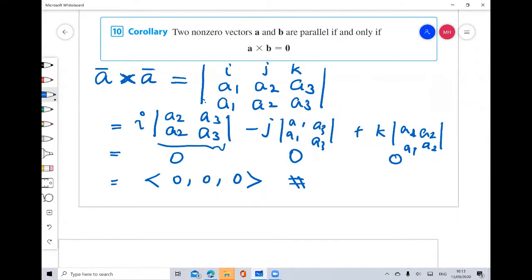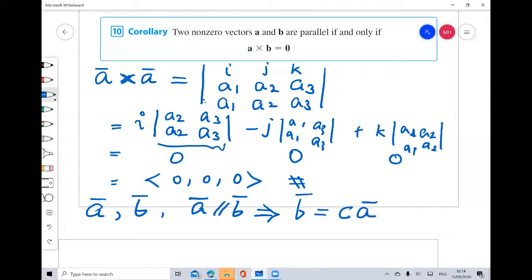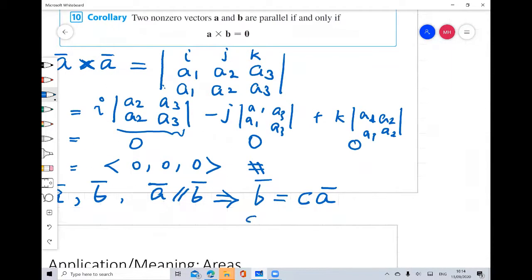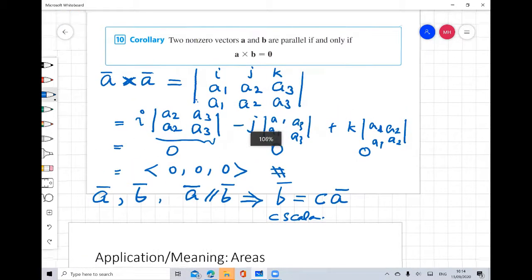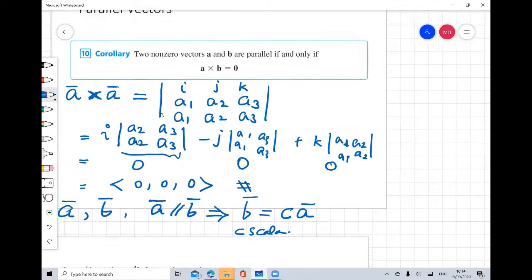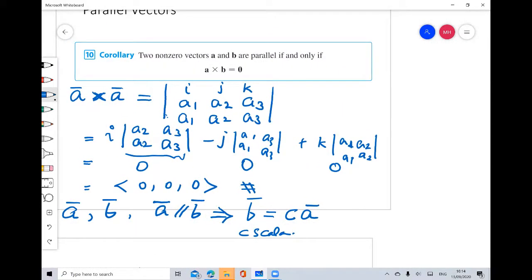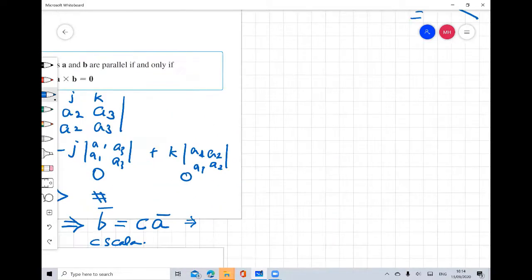But what if our vectors are parallel? If I have two different vectors, but I know that they are parallel to each other. From our information before, we know that if a vector is parallel to another one, then it is a scalar multiple of this vector, where c is a scalar. So can you use the above information to determine the relation between two parallel vectors and the cross product?